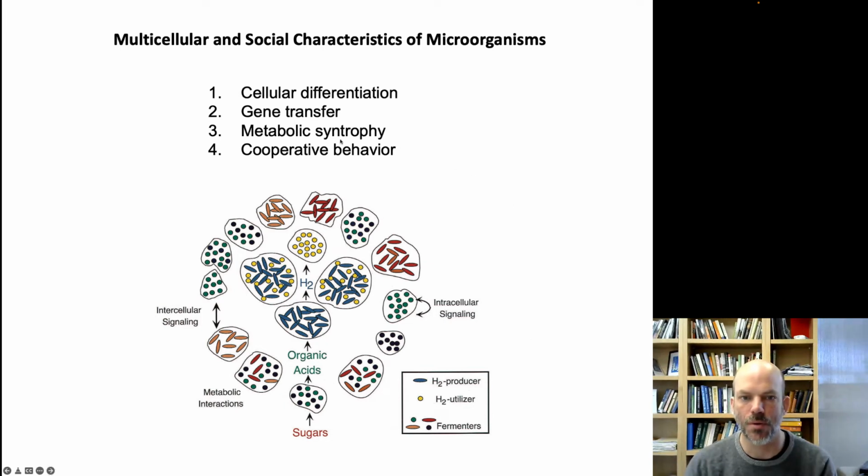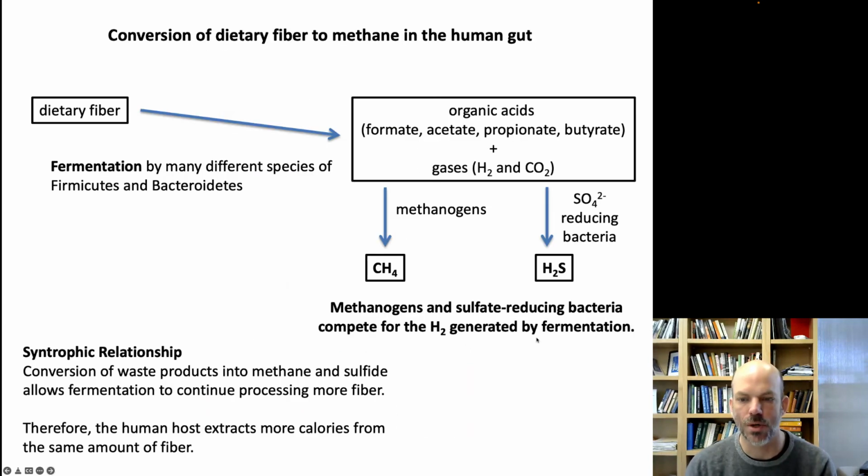Okay, so those were two of my examples of the multicellular and social characteristics of microbes. And let's move on to number 3, which I just mentioned. So this is a good segue, metabolic syntrophy. So I have shown this example before. This is an example of syntrophy.